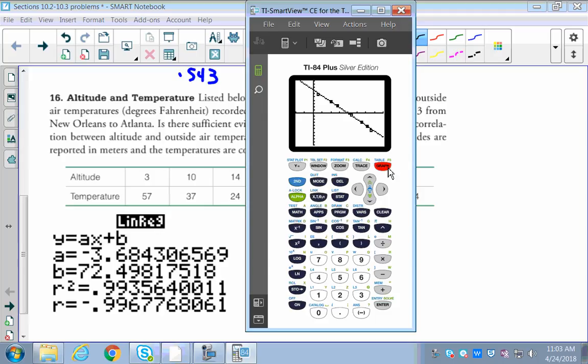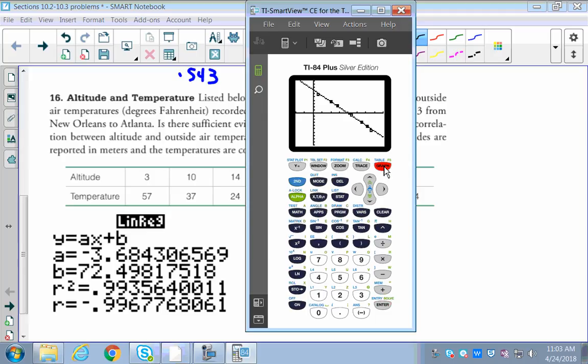Okay. How to get the points on there again? Right now, my stat plot is actually on, but I would go to second, y equals, above y equals is stat plot, and make sure that number 1, right there, you'll go to on, click on, make sure it's the scatter plot type, and L1, L2 is your list, and you hit your graph. Okay.